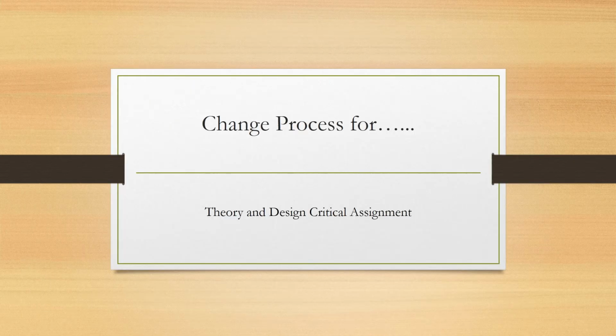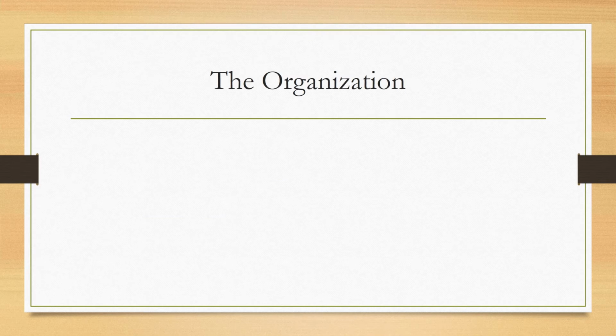To start, we need an introduction slide with the change process for your organization, and a title. Next, I need to know a little bit about the organization. You need to give at least a brief description of the organization that we're going to be talking about. The next slide would then describe the issue. What is the issue that you've identified that we are going to change within our organization?